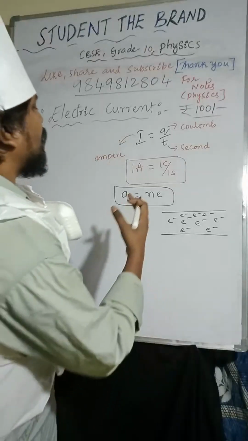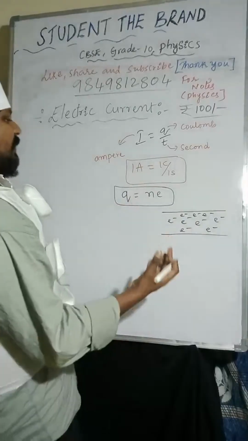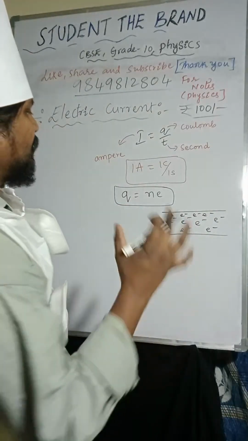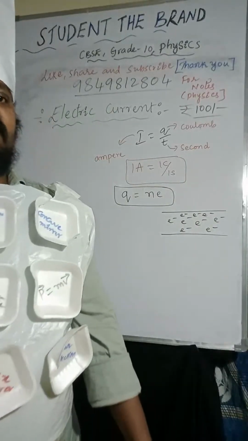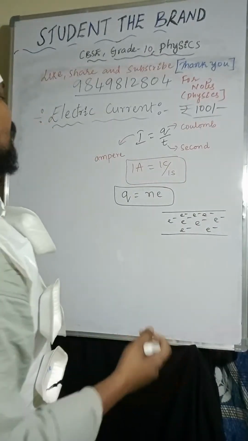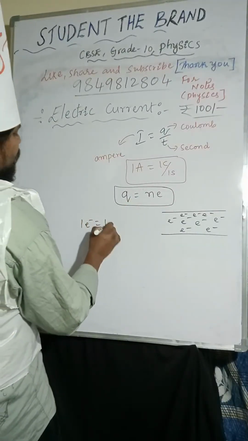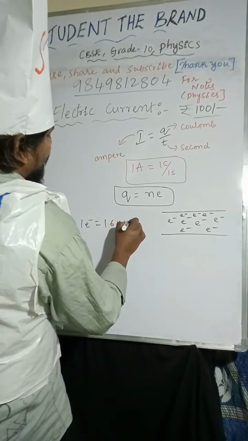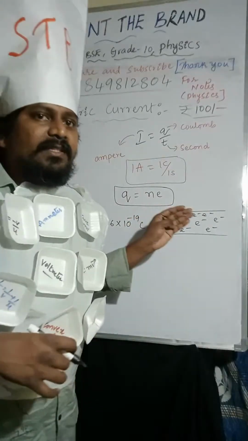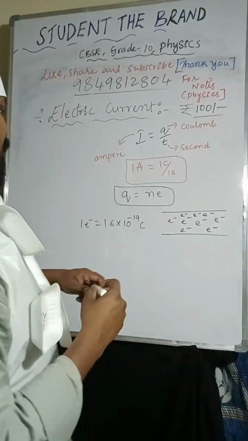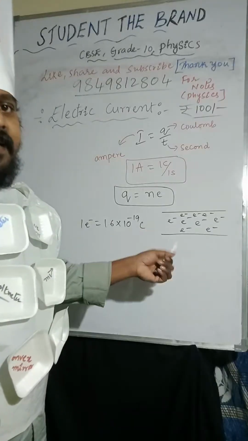So that is Q equal to NE. N is the number of charges moving inside the conductor, and N is an integral multiple. On one electron, how much charge is present? 1.6 into 10 power minus 19 coulomb.